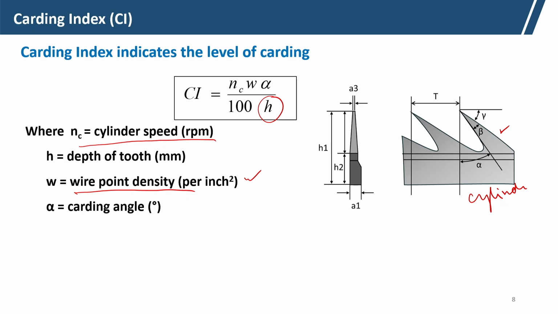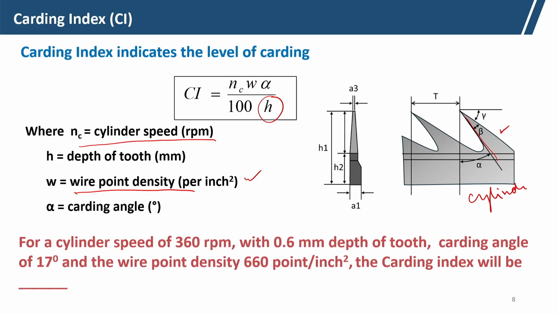carding angle. So, here is the carding angle alpha, at which angle the carding is taking place. So, that means it is directly proportional to the cylinder speed and wear point density and carding angle, and inversely proportional to the depth of the tooth.